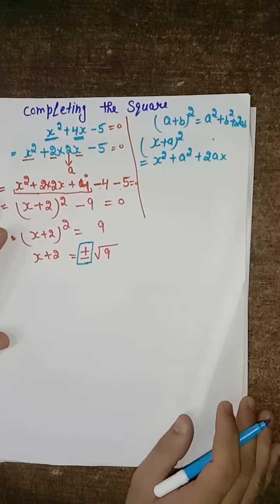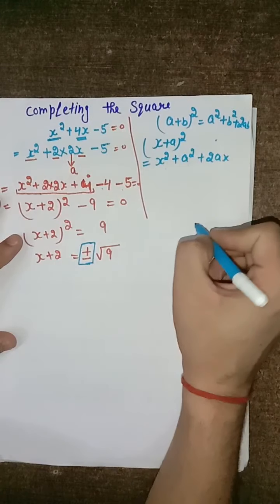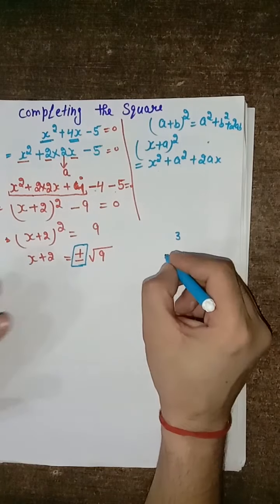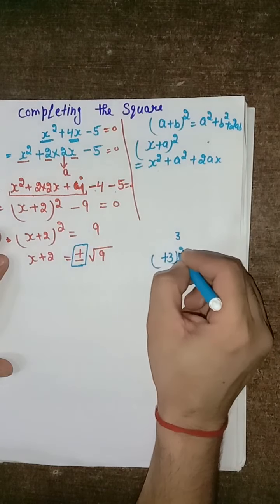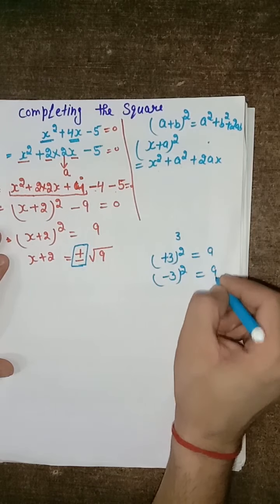Why I am writing here plus minus? Because you all know that square root of 9 is 3, and plus 3 square and minus 3 square, both answer will be 9.